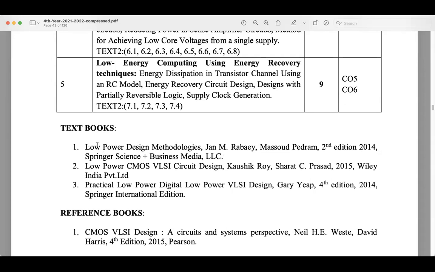One of the best is Low Power Design Methodologies by Jan Rabaey, and Low Power CMOS VLSI Design Circuit by Kaushik Roy, and Practical Approaches for Low Power by Gary Yeap, right? These 3 are among the best textbooks. Anywhere you go, to any university, these 3 are referred to the most.